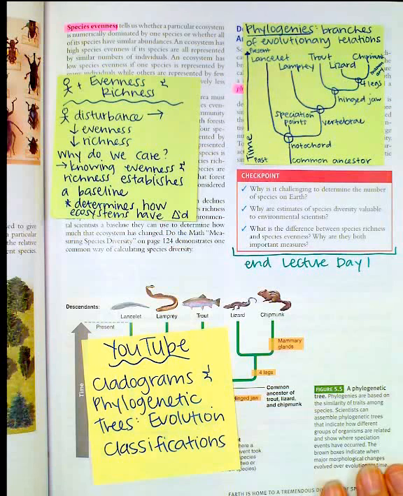Okay, and that matters to us because if we're tracking things like extinctions and those kinds of things, it's going to be very important to know how far we've come from where we used to be.